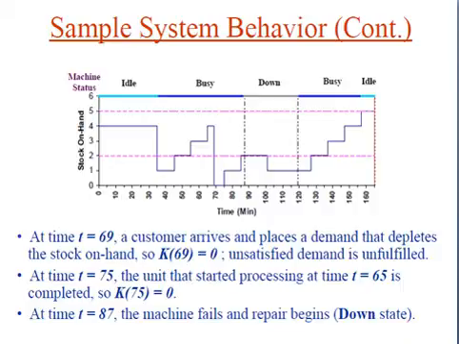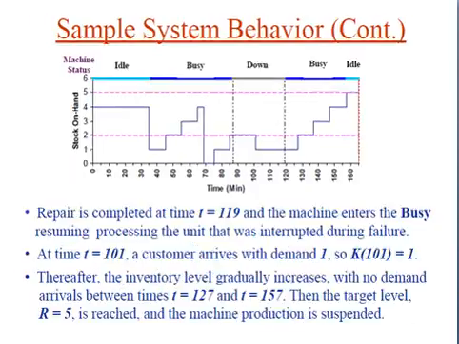While the machine is down, a customer arrives at time t is equal to 110. A customer arrives at time t is equal to 101, and the associated demand decreases the stock on hand by 1 unit. So K, capital K, at time 101 is equal to 1.